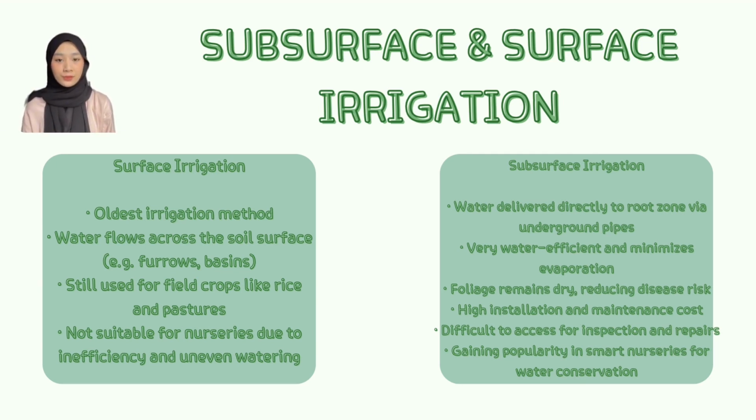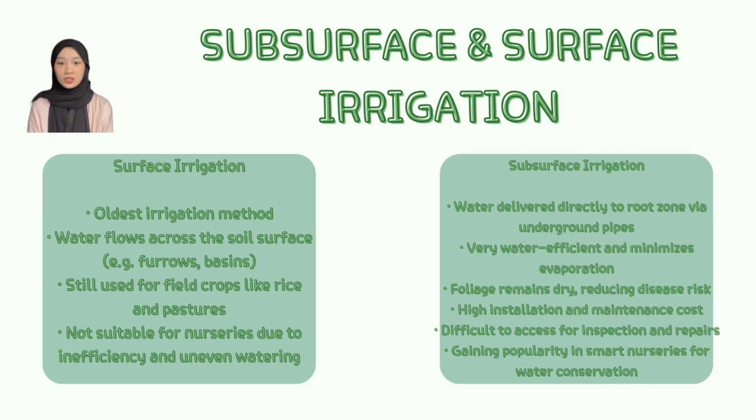Finally, let's briefly touch on surface and subsurface irrigation. Surface irrigation is the oldest method where water flows across the soil surface, like in furrows or basins. It's still used for some field crops, but in nursery systems, it's not preferred due to inefficiency and uneven watering.